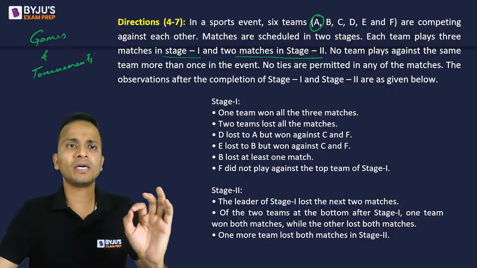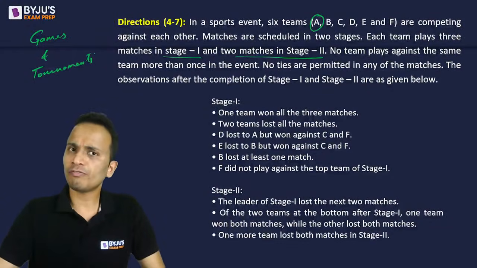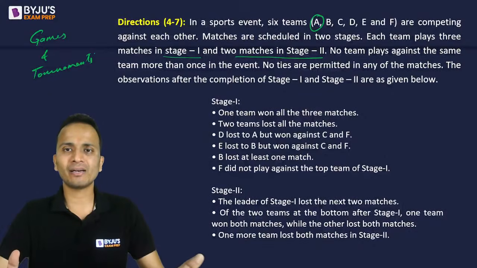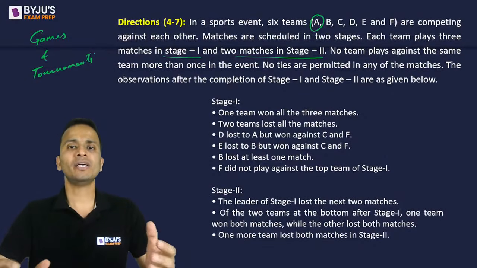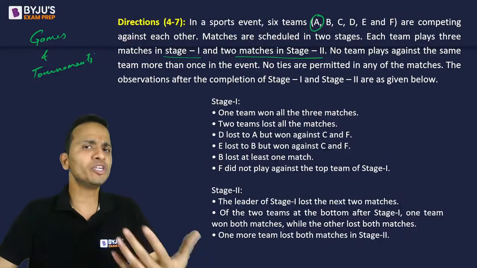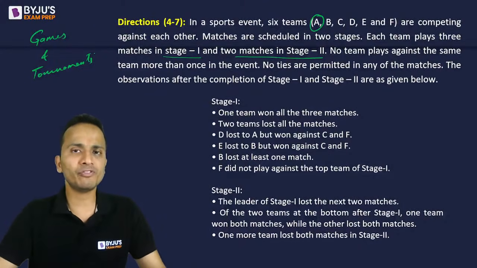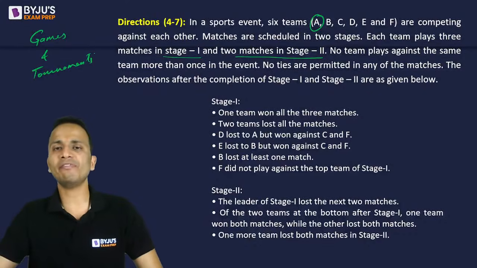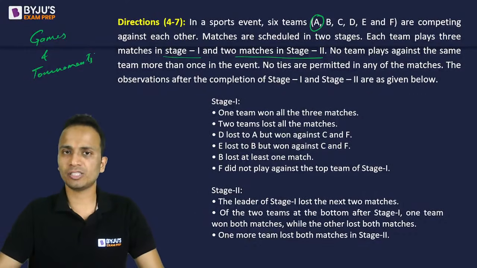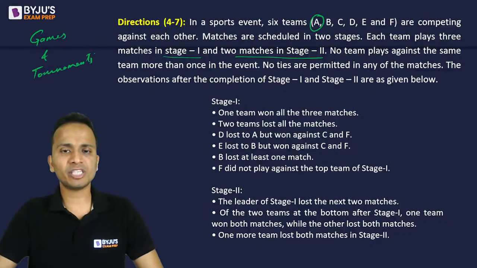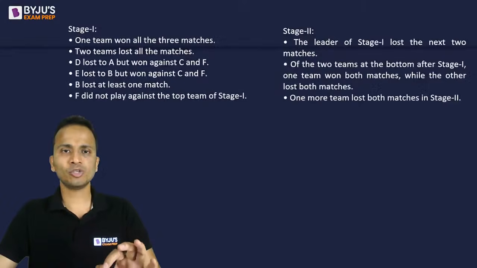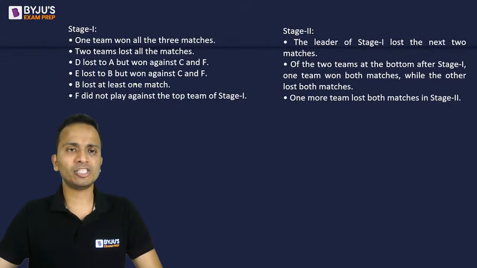Now we know that a team will play a total of 5 matches in the entire tournament. And all these matches are scheduled in 2 stages, stage number 1 and stage number 2. In stage number 1, every team will play 3 matches. And in stage number 2, every team will play 2 matches. Scenario after stage 1 is given as well as after stage 2 is given. So I'll open a blank sheet. The observations after stage 1 and stage 2 are on your screen.